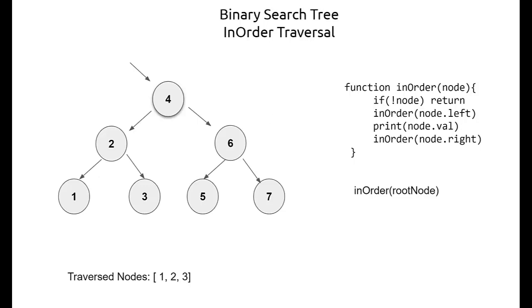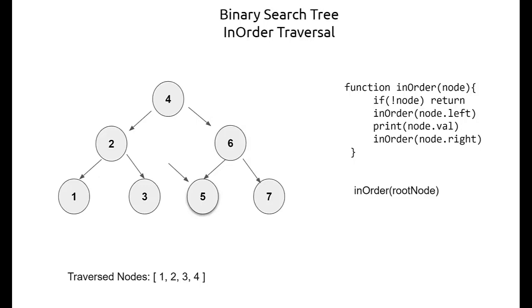On node 4, we have already called the left node, so now it's time to push the node value 4 to the traversed nodes array. Then our next step is to call the right pointer of node 4, which is node 6. On node 6, we do have a left node, so we call our next node of node 6, which is node 5.